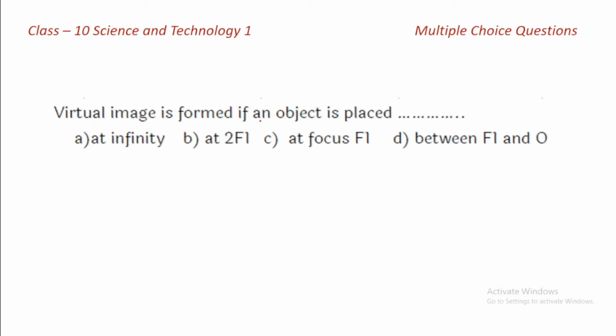Virtual image is formed if an object is placed dot dot. First option is at infinity, second option is at 2F1, third option is at focus F1, and the last option is between F1 and O. So the correct answer is between F1 and O.